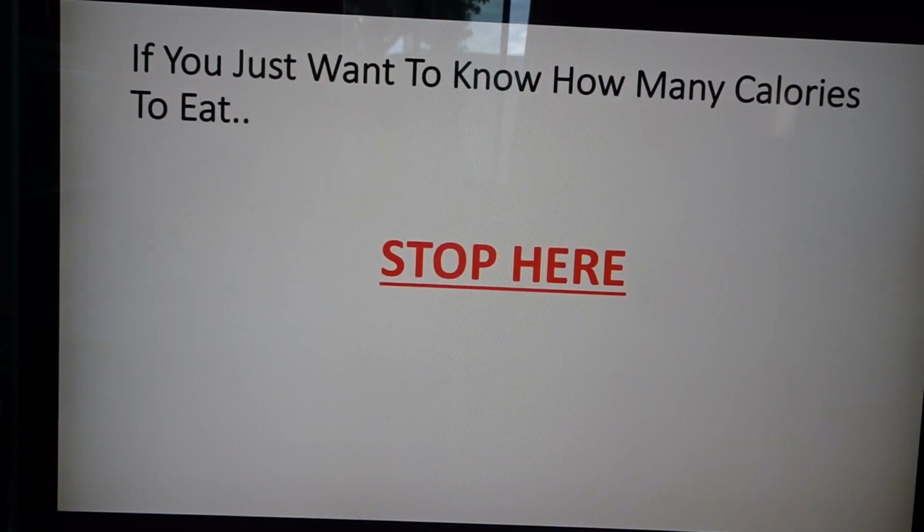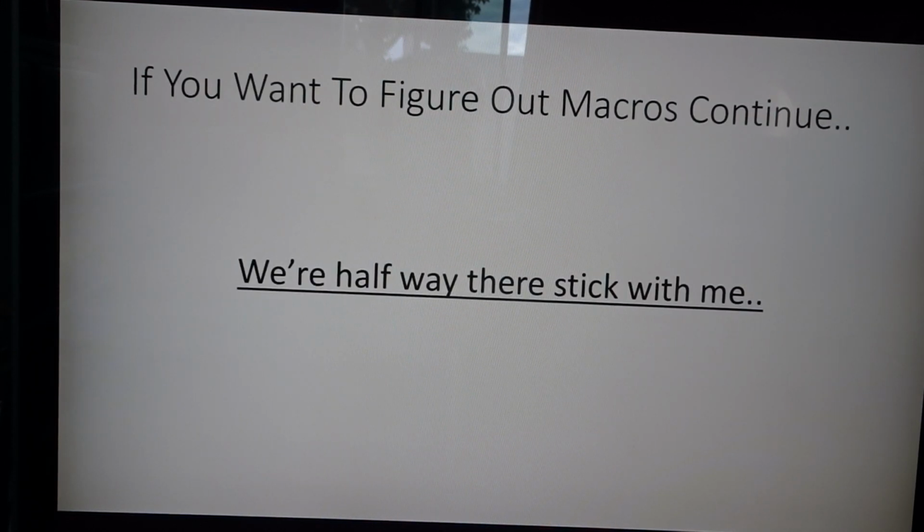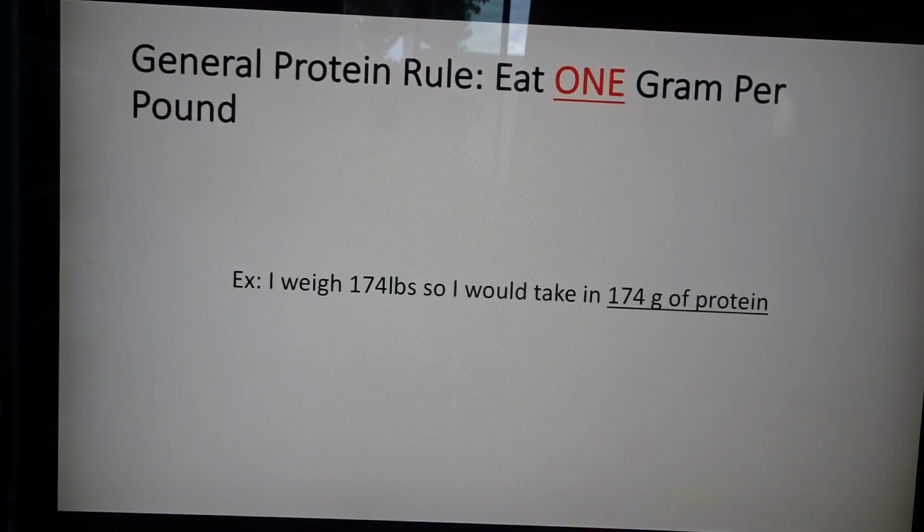If you just want to know how many calories to eat, stop right here. If you don't want to know about your macros, like how much fat, protein, carbs, if that's too complicated for you, go ahead and stop right here. But if you want to figure out macros, please continue, because we're almost there. If you want to figure out your proteins and fats and carbs for the day, stick with me because we're almost halfway there. General protein rule, eat 1 gram per pound.